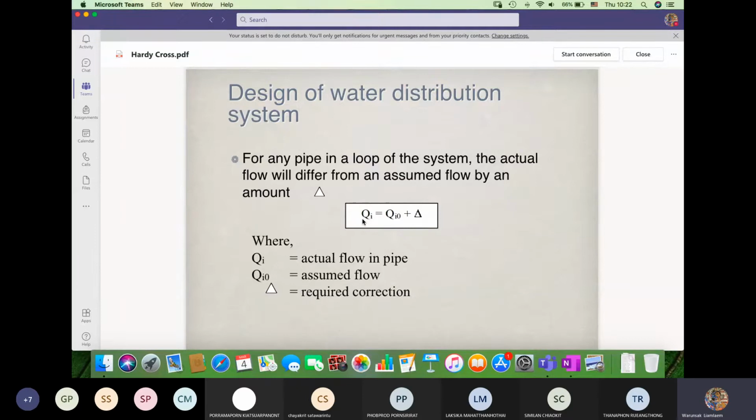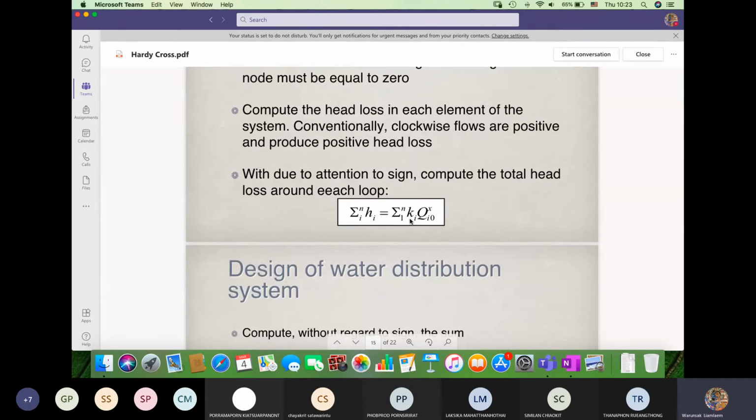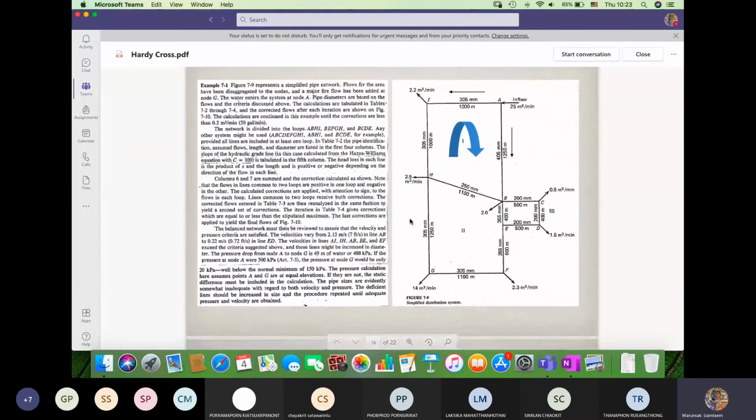And again, you take the actual flows from the first trial and use them as the assumed flows in the second trial. So for the second trial, you get the assumed flows from the actual flows obtained from the first trial, and then determine the delta. You do it again, maybe 3 to 4 times, until the delta is very small. Generally speaking, we can say less than 10% of the initial value. So this is the procedure to determine the actual flows.